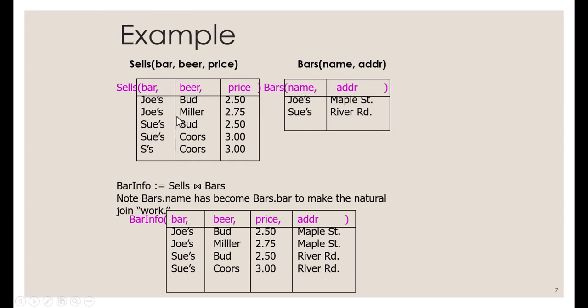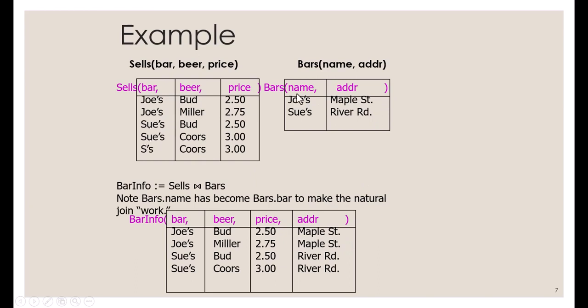So we have Joe's and Joe's here. This first row of data will be matched up with this one, so it's going to return Joe's, 250, and then Maple Street, because we have Joe's in common. The second row will have Joe's, Miller, 275, and then Joe's, which has Maple Street. So we have Maple Street being the second row.